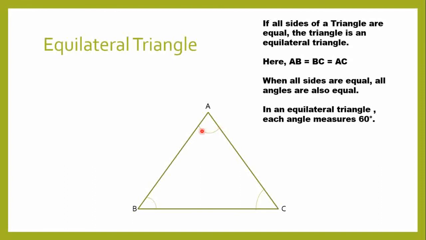So angle A will be 60 degrees, angle B will be 60 degrees, angle C will also be 60 degrees, because we know that the sum of all angles of a triangle is equal to 180 degrees. So in an equilateral triangle, all the three sides are equal to each other, and hence all the three angles are also equal to each other, which is 60 degrees.